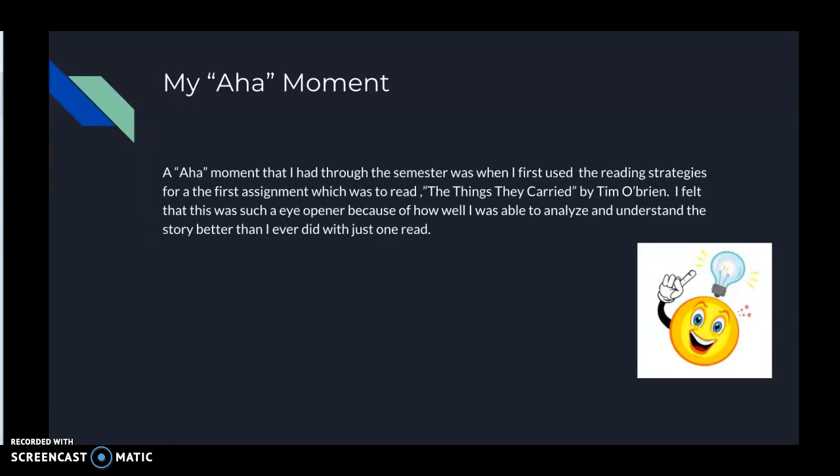And finally, my aha moment through this semester was actually using my reading strategies on the first assignment, which was The Things They Carried by Tim O'Brien. I felt that this was such an eye-opener because of how well I was able to analyze and understand the story better than I ever did with just one read. The tools that I used were rereading and referencing the footnotes.